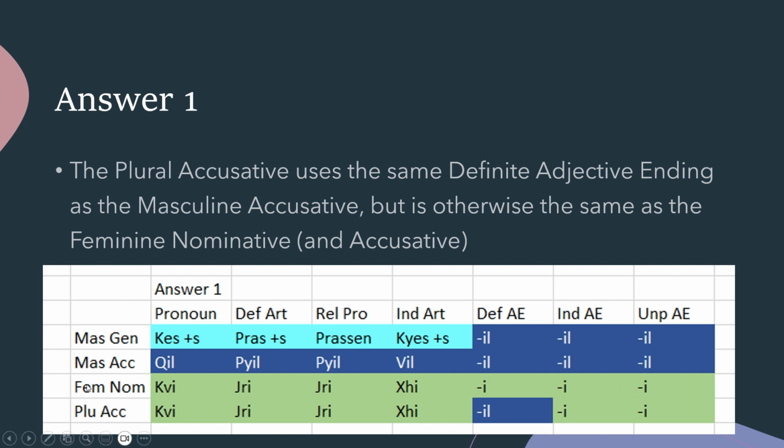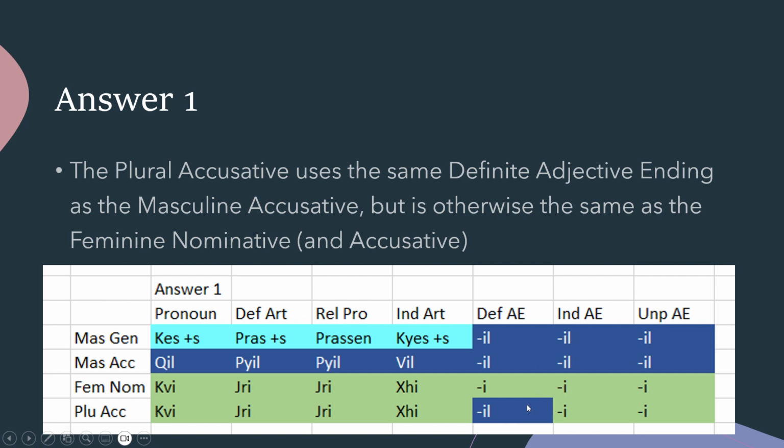By the way, this is the feminine nominative and the plural accusative. So you have to remember there are two different ways you can go about it. Because this is the plural accusative, remember that the plural accusative is the same as the plural nominative. That'll help you remember what this is. In most cases, the plural nominative is also the same as the feminine nominative, except for the definite adjective ending.